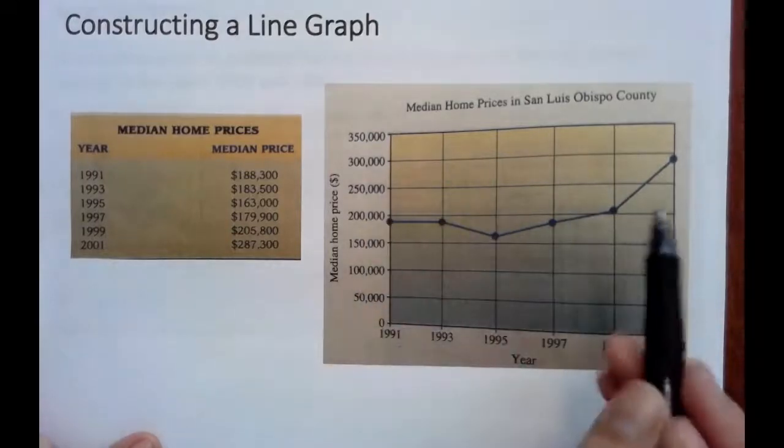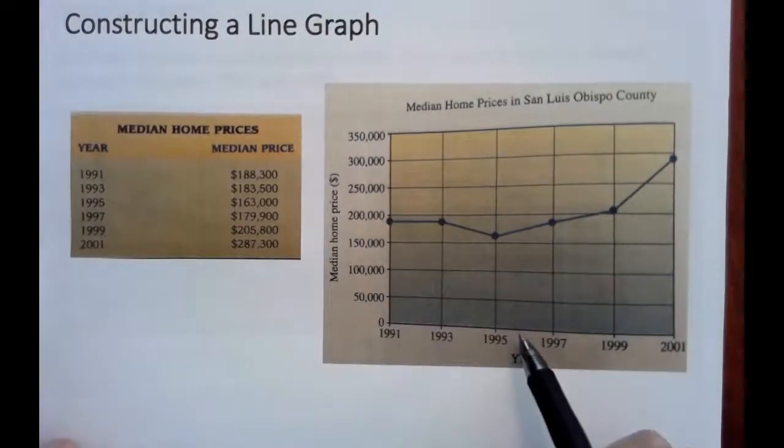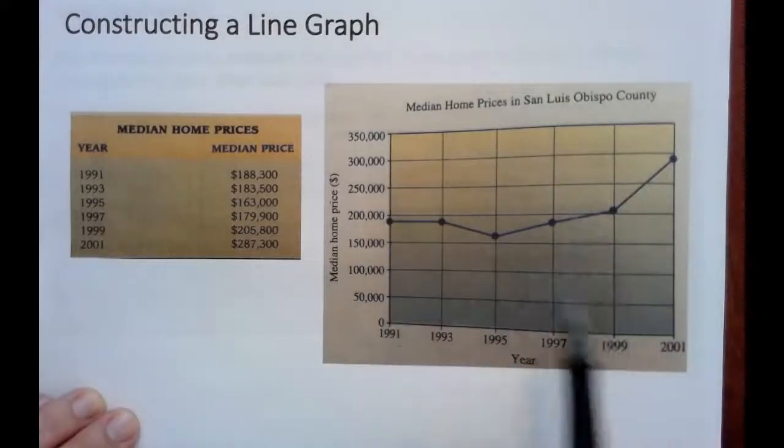So this graph is going to have 5 vertical lines, if you include the vertical axis.